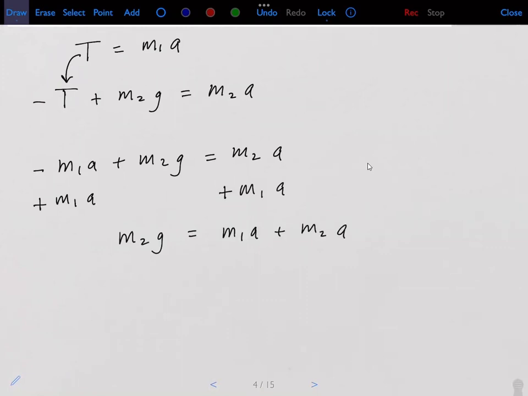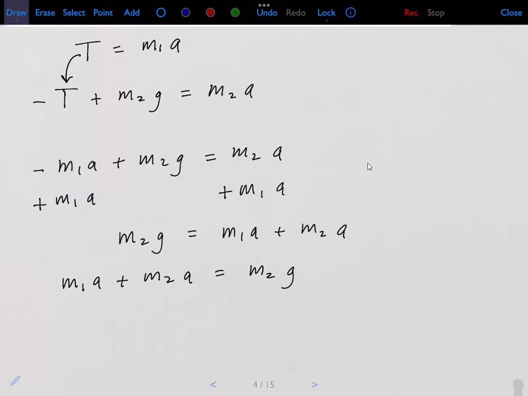Okay, now I'm going to switch it just because I want to solve for a ultimately. I want it on the left-hand side. So I'm just going to put whatever I have on the right-hand side on the left-hand side. Again, because they're equal, I can do that. Now the question is, how do I get a? It looks like it's trapped in both terms, right? It's common to both terms.